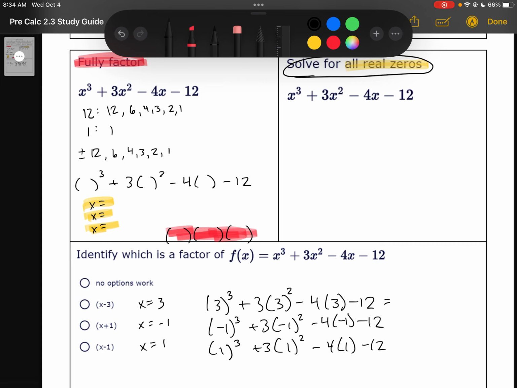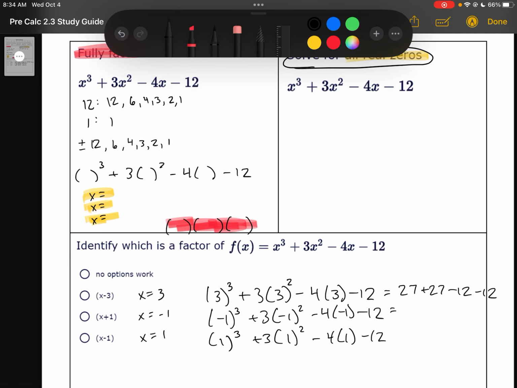So going through each of these is basically looking for any of them to be 0. So our first one, we're going to see does not equal 0. It should be 30, I believe, there. For our second one, we get negative 1 plus 3 plus 4 minus 12. So that's going to be negative 6. And then for our last one here, it's going to be 1 plus 3 minus 4 minus 12.